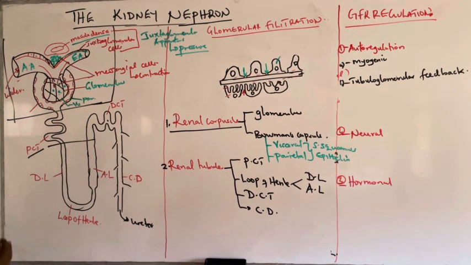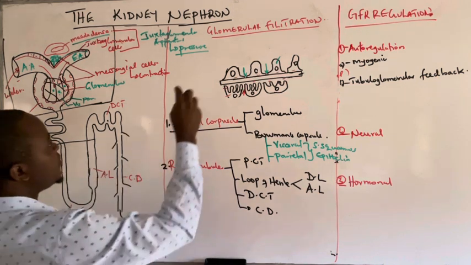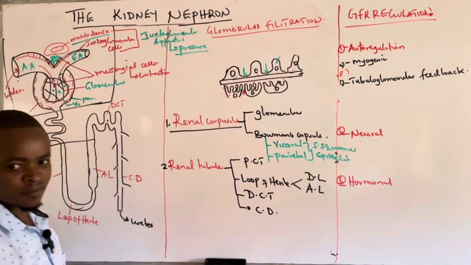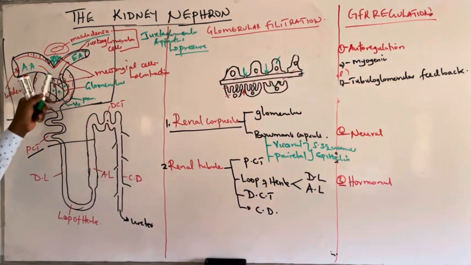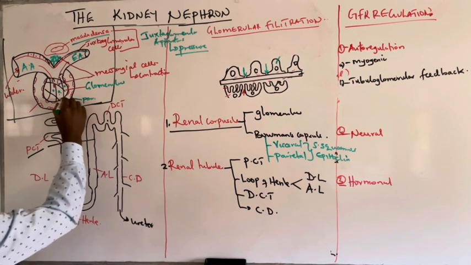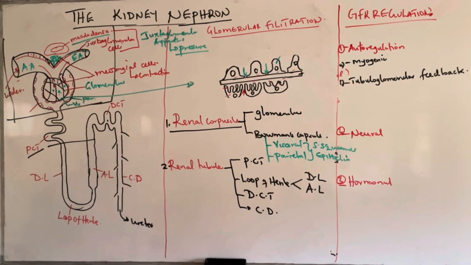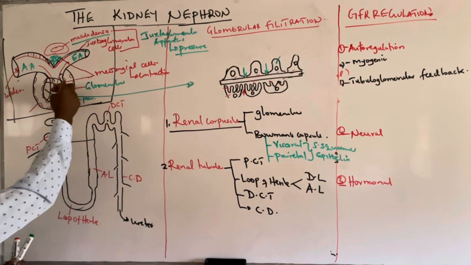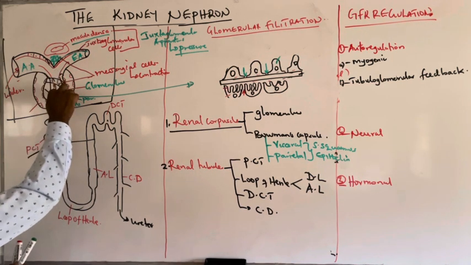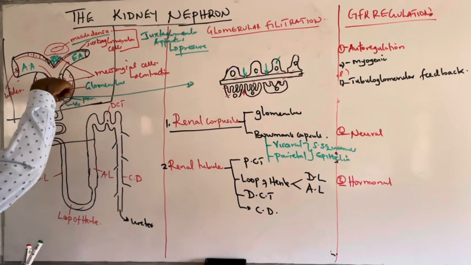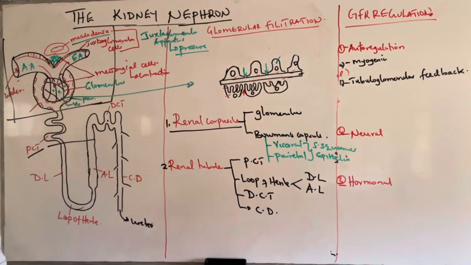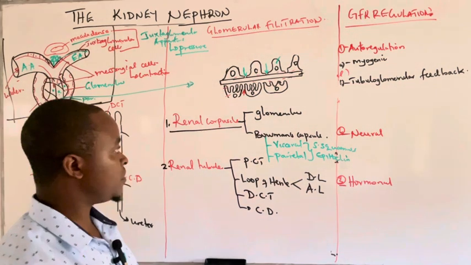So after seeing that, we want to see how filtration occurs across the Bowman's capsule. So we are zooming in here. This is the corpuscle forming, whereby I want to show you how the blood from the afferent arteriole is able to be filtered and the rest continues into the efferent arteriole.